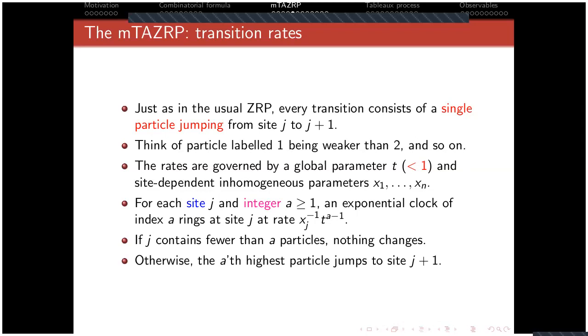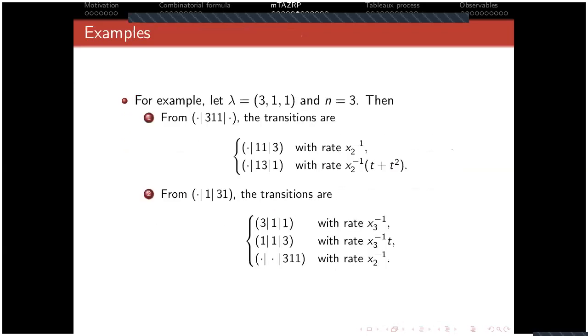For each site j and each positive integer a, I have an exponential clock of index a at site j, which rings with rate t to the a minus 1 divided by xj. When this clock rings, if the site contains fewer than a particles, nothing happens. Otherwise, the a-th highest particle from the top jumps to site j plus 1. Let me explain with an example.